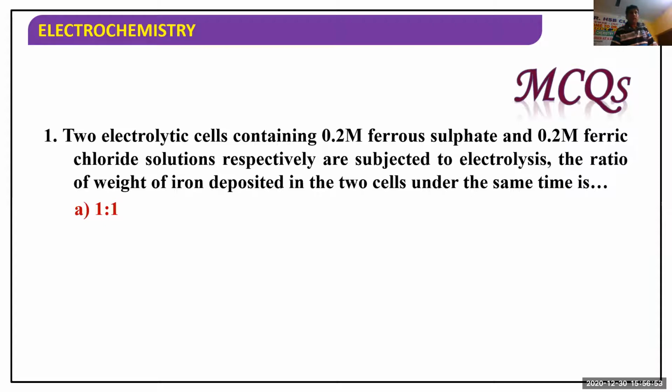And the second question is that two electrolytic cells containing 0.2 molar ferrous sulfate and 0.2 molar ferric chloride solution respectively are subjected to electrolysis. The ratio of the weight of iron deposited in the two cells in the same time is 1:1, or 2:1, or 3:1, or 3:2. So what will be the answer? It will be 3:2. How?